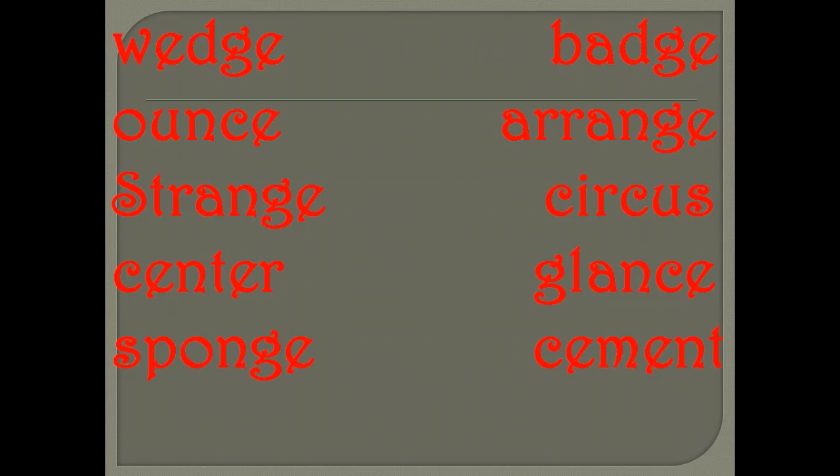So we have to repeat these 20 words before starting those 20 sentences, in which we have to fill in the blanks with these words. So in which we have G, soft G. Beige, ons, soft C. Arrange, strange, circus, soft C at the beginning.